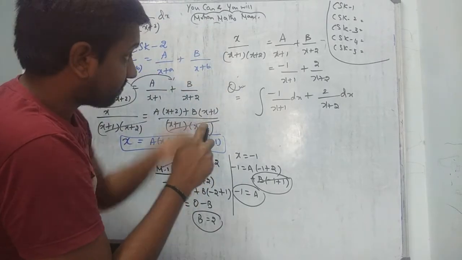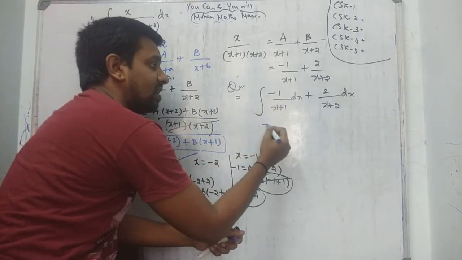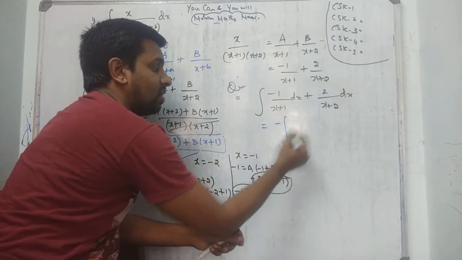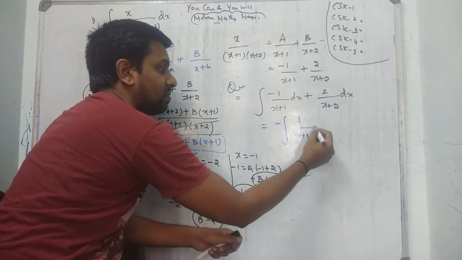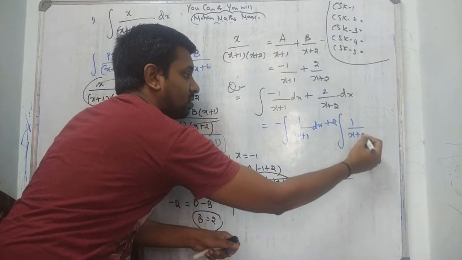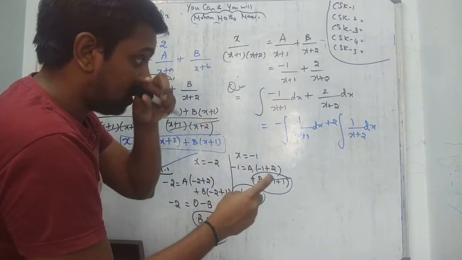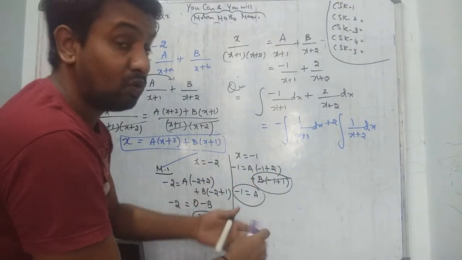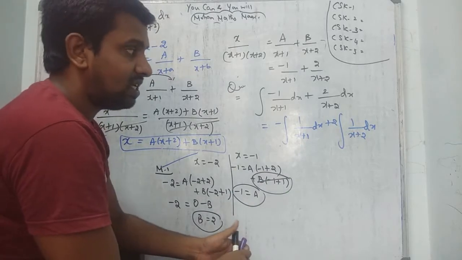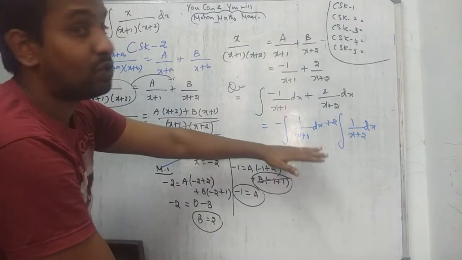Okay, so now why, sir? Why have we written it this way? See, it is easy to integrate now. See, the minus I have taken outside: 1 upon x plus 1 dx. The 2 I have taken outside: 1 upon x plus 2 dx. If you have seen my videos 7.1, 7.2, 7.3, you won't be struggling with the next step. If you have not seen them, it will be tough for you now.